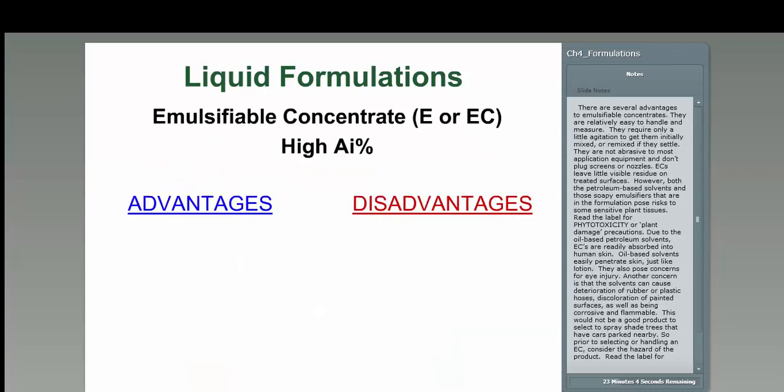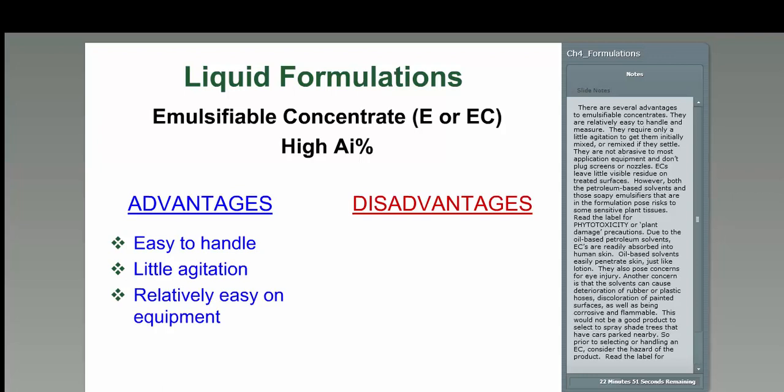There are several advantages to emulsifiable concentrates. They are relatively easy to handle and measure. They require only a little agitation to get them initially mixed or remixed if they settle. They're not abrasive to most application equipment and don't plug screens or nozzles. ECs leave little visible residue on treated surfaces. However, both the petroleum-based solvents and those soapy emulsifiers that are in the formulation pose risks to some sensitive plant tissues. Read the label for phytotoxicity or plant damage precautions.